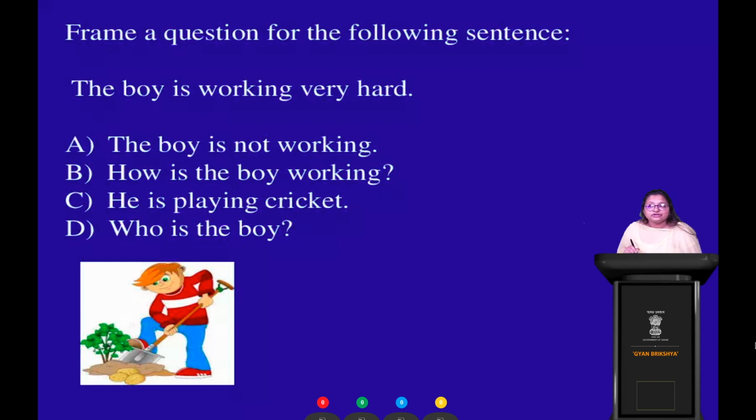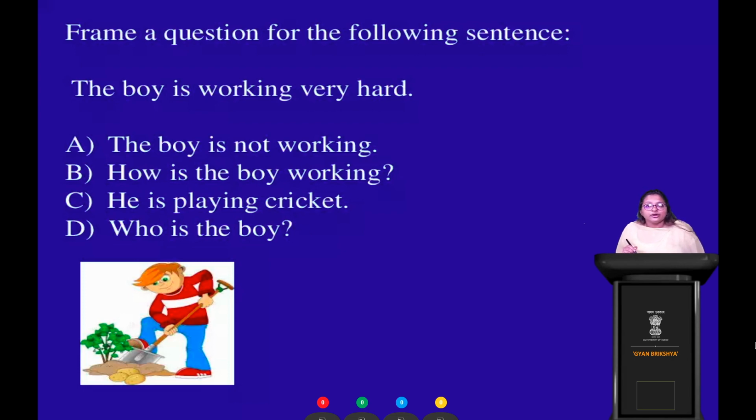Okay, now let's look at the four options. So options A and C get ruled out automatically because they are not questions. They are just simple assertive sentences. They are not question or interrogative sentences. So they get automatically ruled out. A আর C হবে না, কারণ এগুলো question sentences না, এগুলো assertive sentences। ঠিক আছে, তো A আর C হচ্ছে না। বাঁচলো option B and D. We are left with B and D. So out of B and D, if you look at D, the question is, who is the boy? So this doesn't give you the response, the boy is working very hard. Who is the boy? Then you can say, okay, Ram is the boy, he is a farmer, something like this.